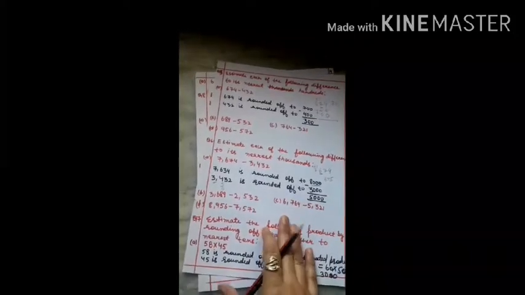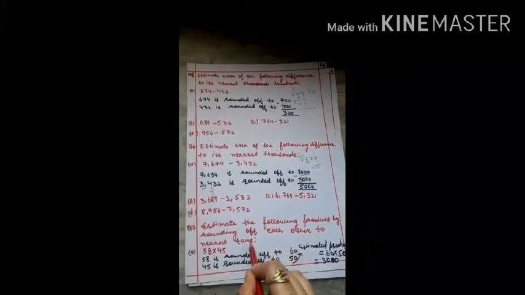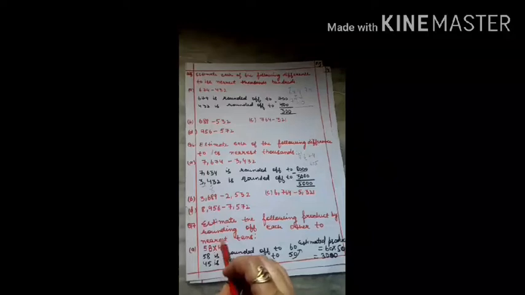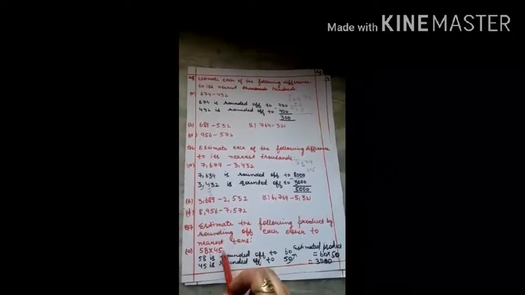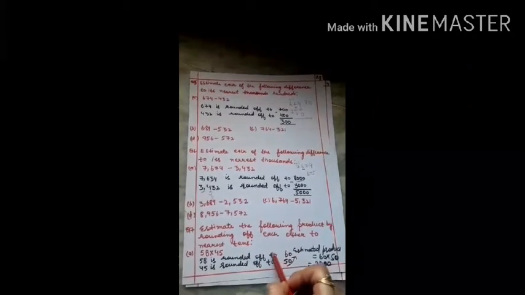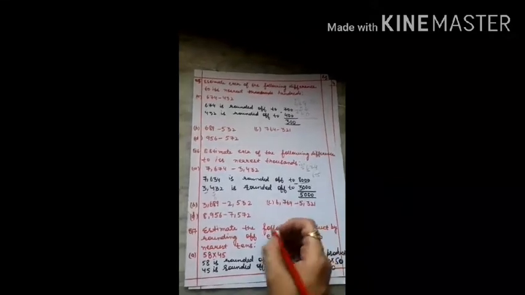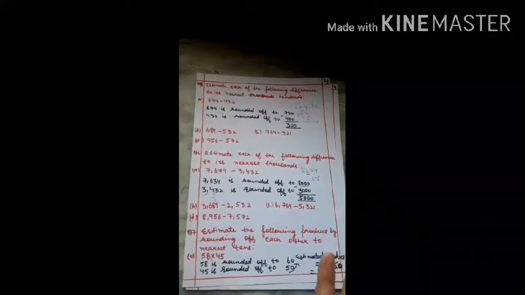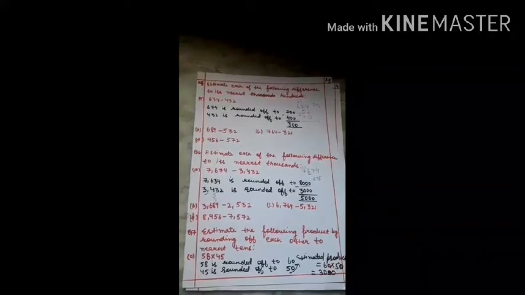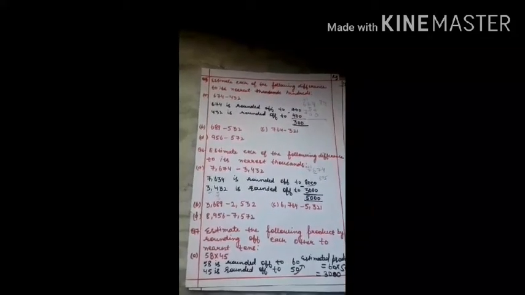Okay class, now your next question is to estimate the following product by rounding off each number to the nearest tens. Round them off to the nearest ten and then simply multiply. 58 will be rounded off to 60 because 8 is greater than 5. 45 will be rounded off to 50 because 5 is equal to 5. When your digits are from 0 to 4, no change will be there. Only change will happen when your digits are from 5 to 9. I have already explained this in your previous estimation lecture.